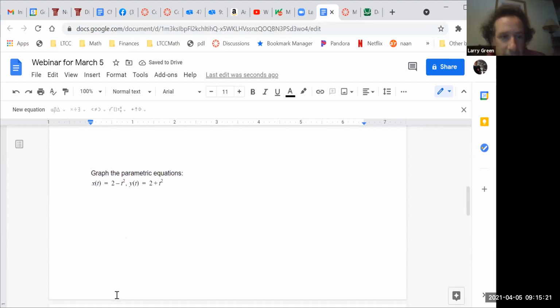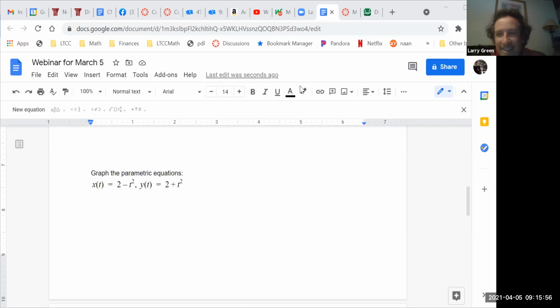All right, so the question is, graph the parametric equations, x of t equals 2 minus t squared, and y of t equals 2 plus t squared. You look at that, it kind of feels like a parabola, doesn't it? Do you think this is going to be parabolic when you graph it?